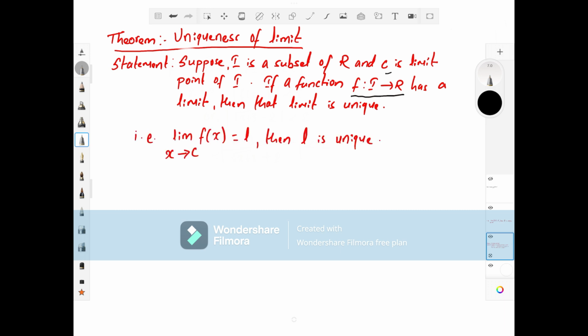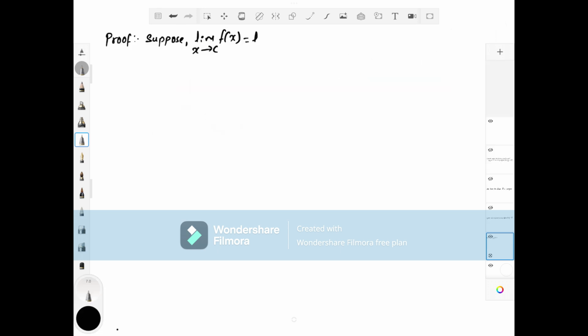This means that if limit f of x equals L as x tends to c, then that L must be unique. By unique, it means that L must be the one and only limit of function f. Function f cannot have more than one limit. Okay, let's prove this. Suppose limit f of x equals L.